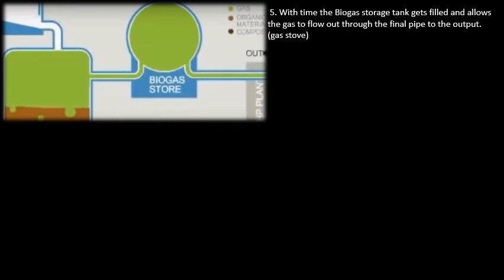Once the storage tank is filled, which is step 5, with time the biogas storage tank gets filled, and when it's filled, it has an outlet pipe.